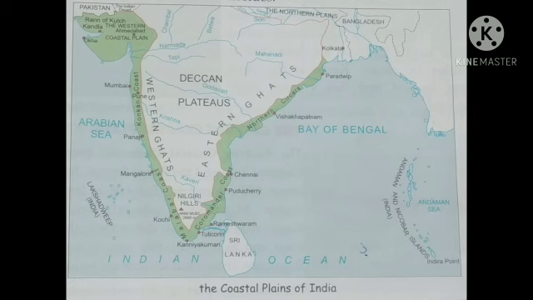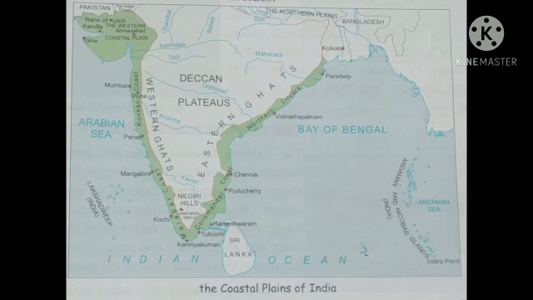Students, now we will learn about the coastal plain. India has a long coastline. It is about 7,600 kilometers long. The coastal plain is a strip of plain land near the sea. The Deccan Plateau is surrounded by narrow coastal plains on the eastern and western sides.